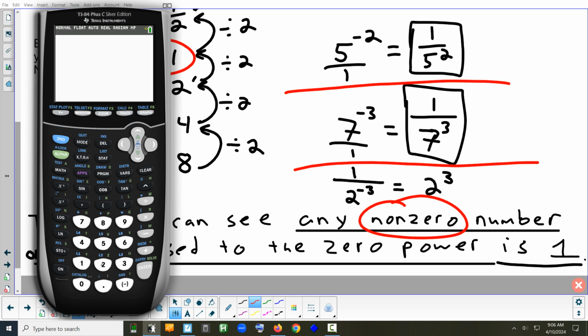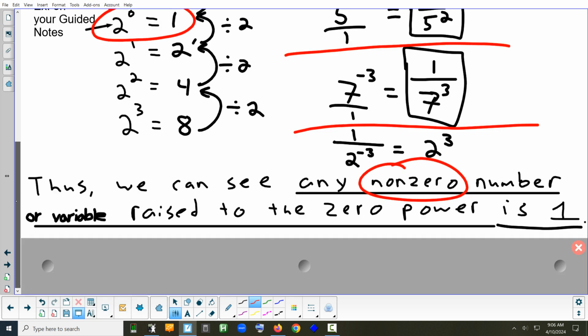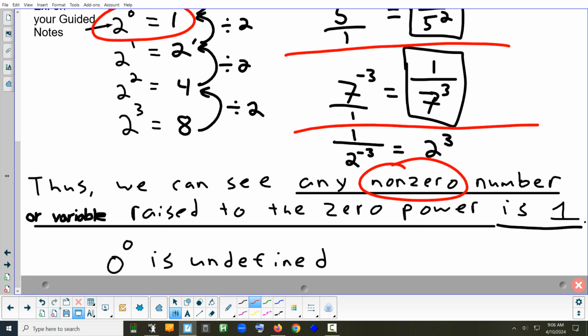But you can take anything other than 0. What if I took pi and raised it to the 0 power? What would I get? 1. That's a number. Anything to the 0 power is 1, except 0 to the 0. Can't do that. All right. Any questions on that? That's what I just told you. 0 to the 0, can't do it.